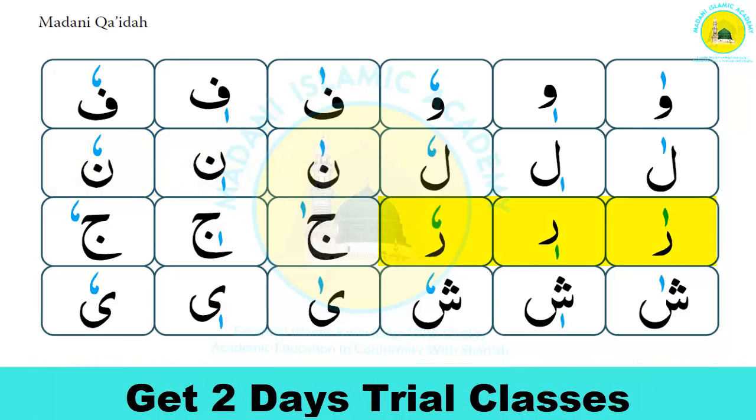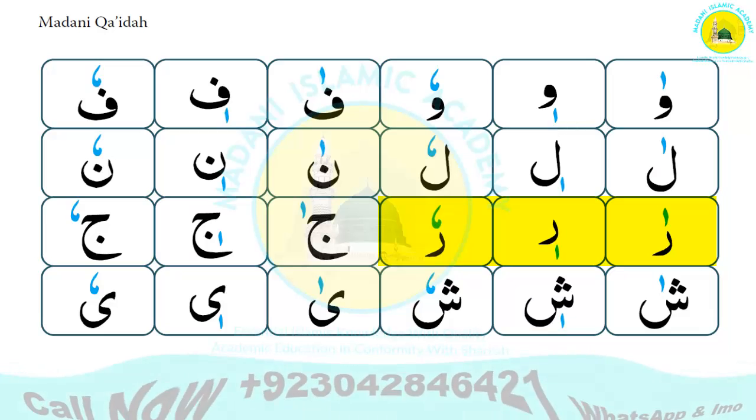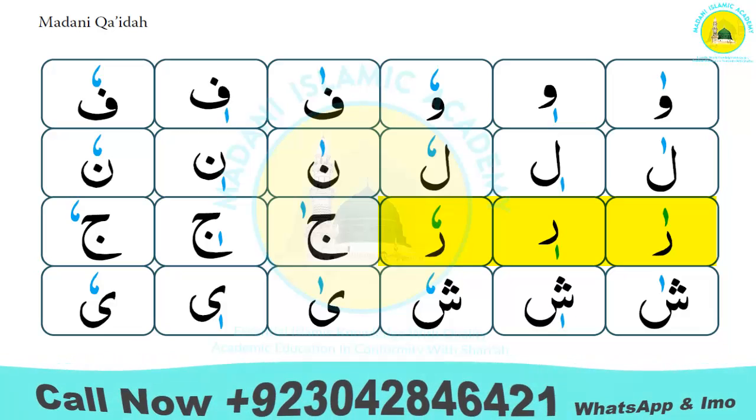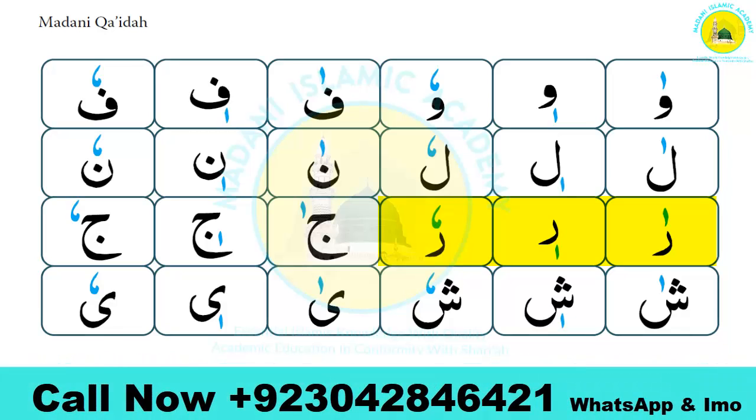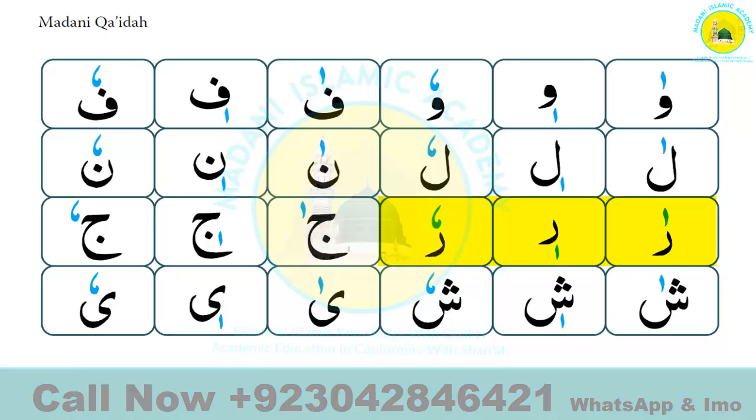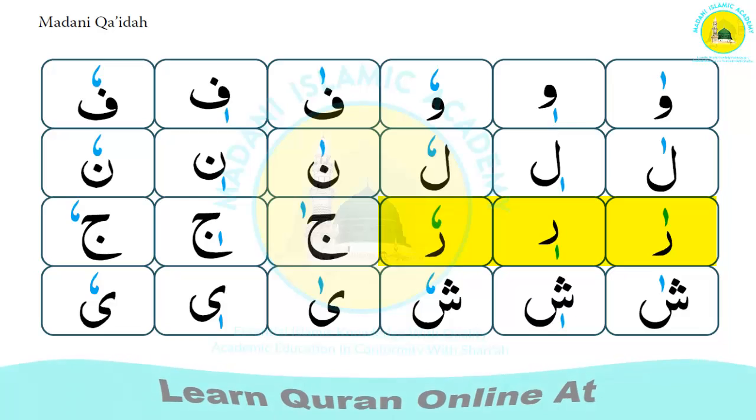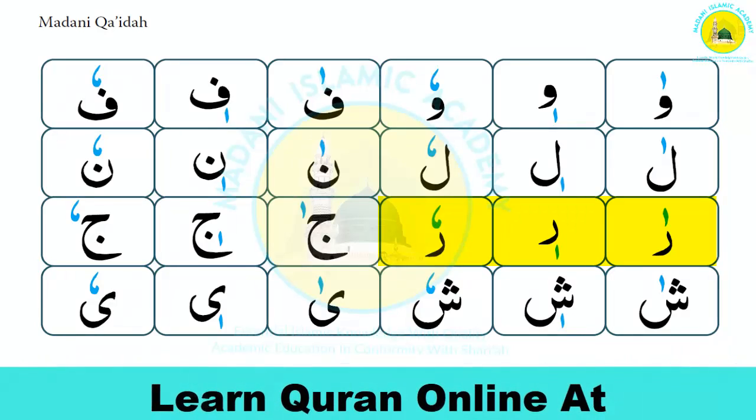Ra khada zabar ra. Remember, when ra has a khada zabar or ulta pesh, or zabar or pesh, we read it with a full mouth. Ra khadi zer ri. Ra ulta pesh ru. Ra ri ru.